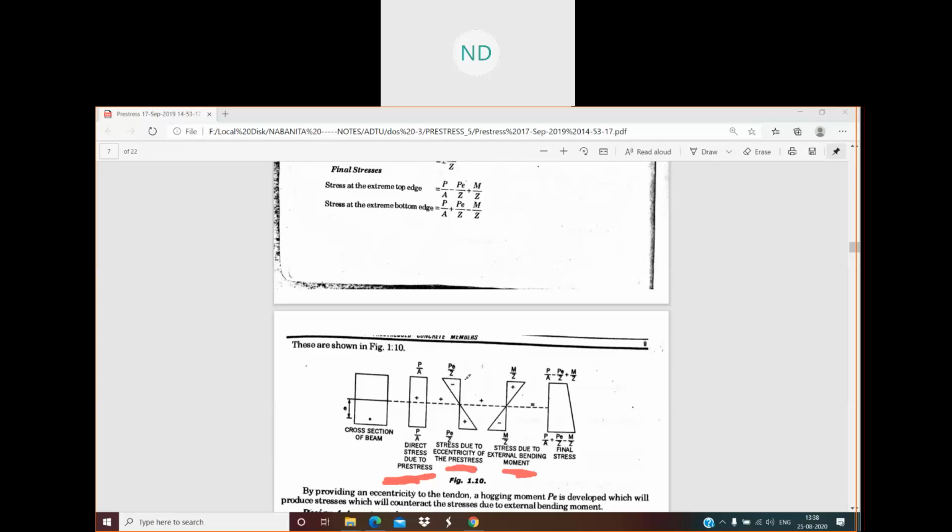So at the top it is the opposite side, minus, since last time we took the stress due to bending moment on the right hand side to be compression. So at the top left hand side we are going to take it to be tension. So minus plus, your stress diagram is going to be in this way. So the total stresses at the top will be P by A minus PE by Z plus M by Z, and at the bottom P by A plus PE by Z minus M by Z. In this way you can calculate your final stresses.